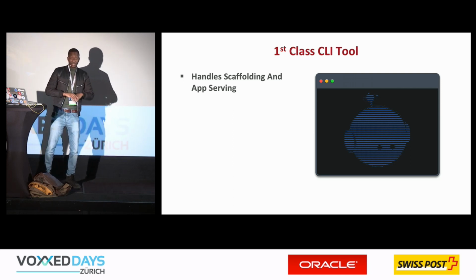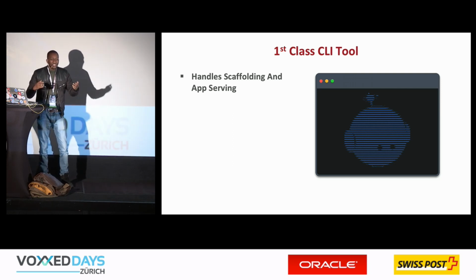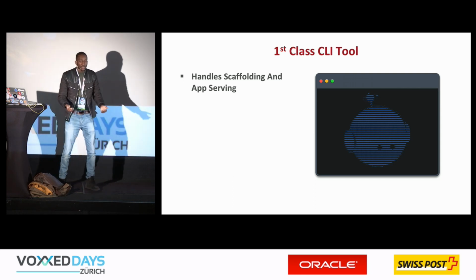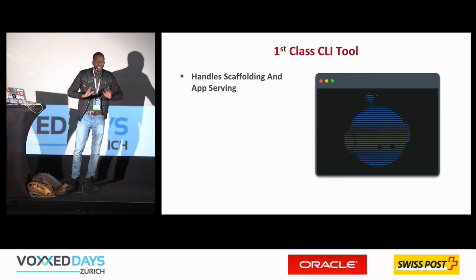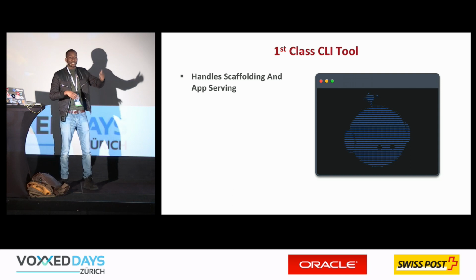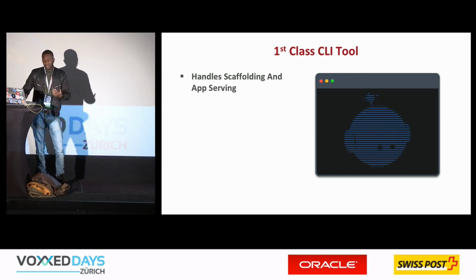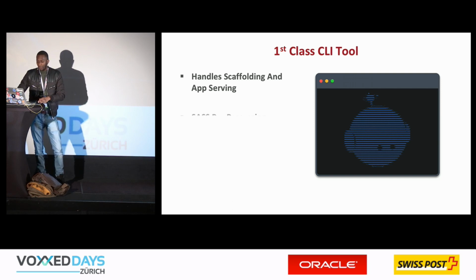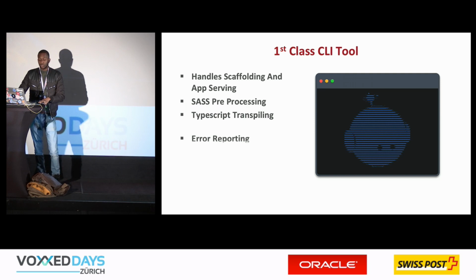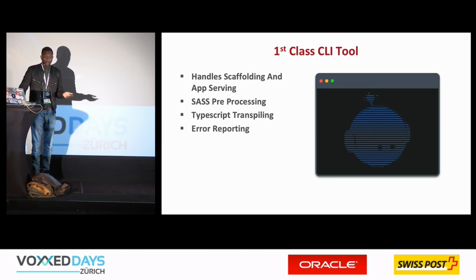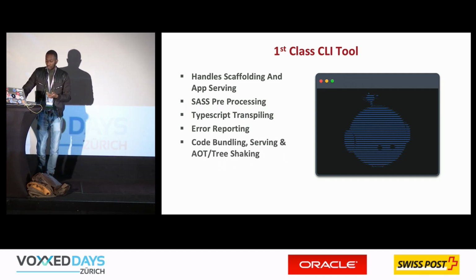Okay, so good. But we don't like to deal with all these things. Gone are the days where you created a web application, you pressed refresh, and that was it. Today, you have to transpile, you have to do Webpack, Gulp, and all these things. Not me. This is why the first-class CLI tool helps you. It has Sass pre-processing, TypeScript transpiling, and it also has error reporting built in. And then you have the code bundler with tree shaking. Tree shaking is getting rid of the dead code that is never going to run in your application.